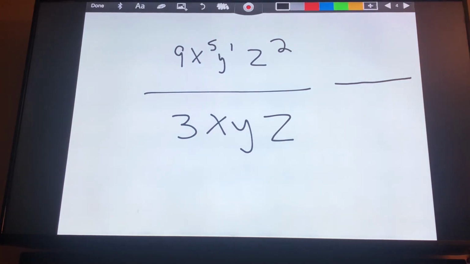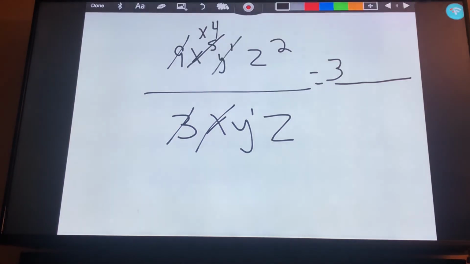I can subtract this x, so this becomes x to the 4th. Y to the first and y to the first subtract each other, so the y's are gone completely. Z to the second minus z to the first gives me what? Just z to the first. So what am I left with? 3x to the 4th, z to the first, right?